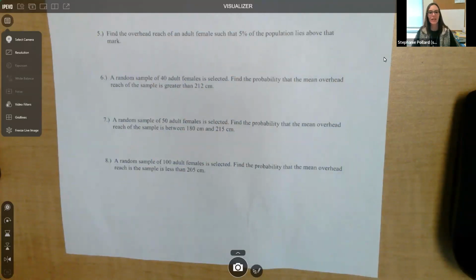Hey everybody, so we're going to finish up the handout that we were working on, and we have 3 more questions to look at. So questions 6, 7, and 8. And I want you to notice a key change here to these question styles.